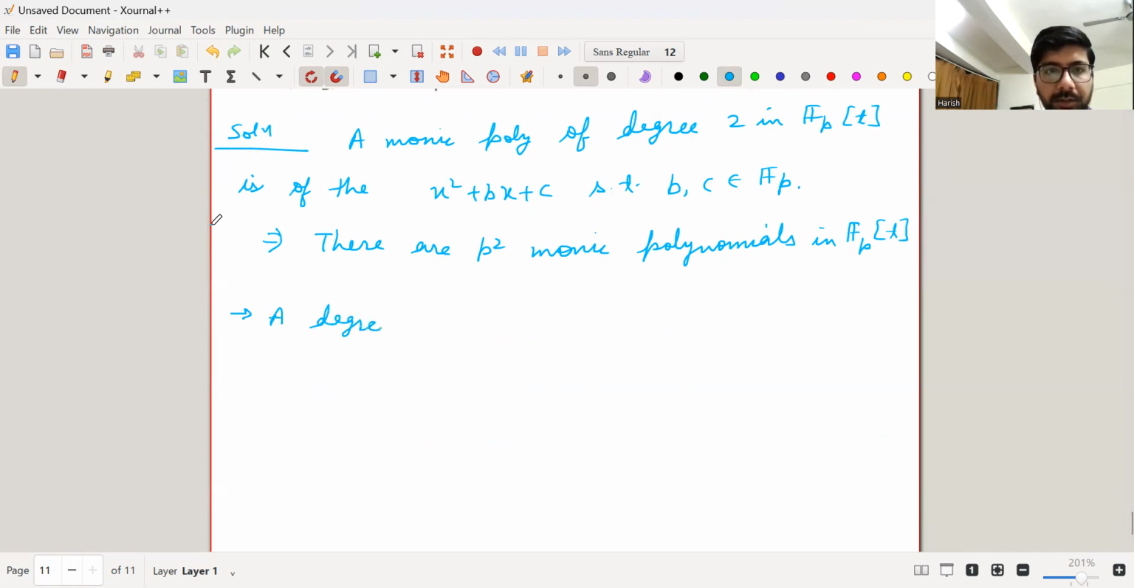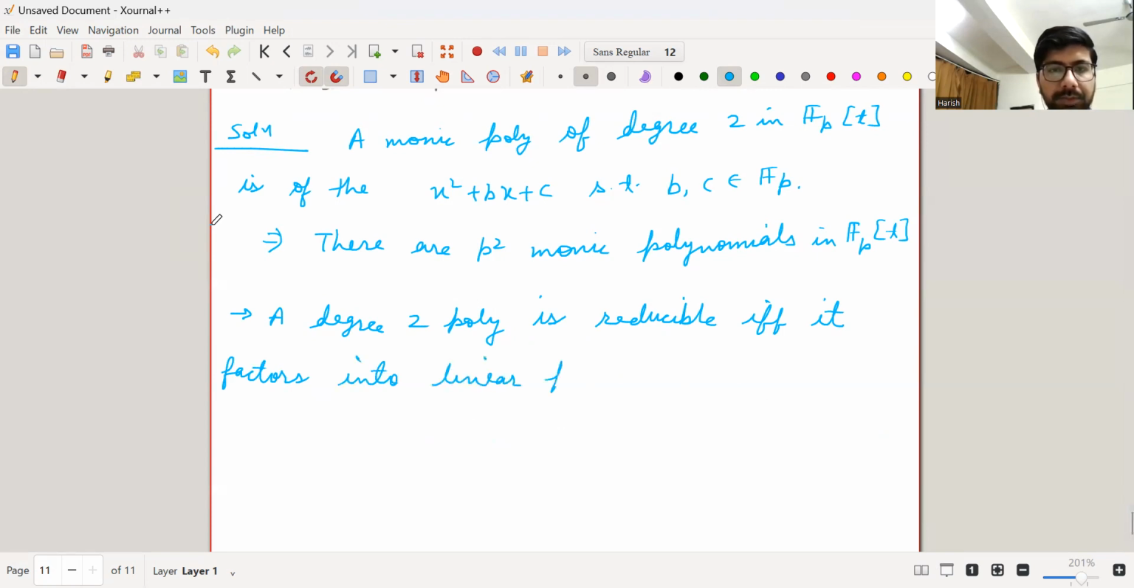A degree 2 polynomial is reducible if and only if it factors into linear polynomials, because the only possible factors are linear polynomials, right?